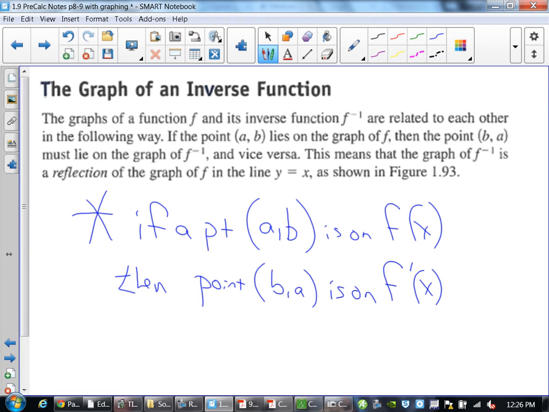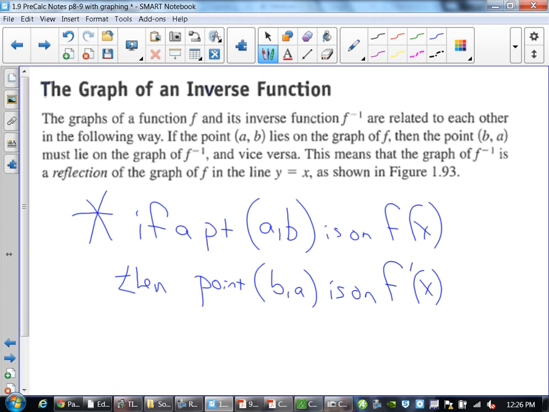So if you have an ordered pair, if (1, 2) is on a function, and that function has an inverse, then (2, 1) is on the inverse function. That's all that is. So how would you graph it? Not necessarily lines. You might graph lines, you graph curves.